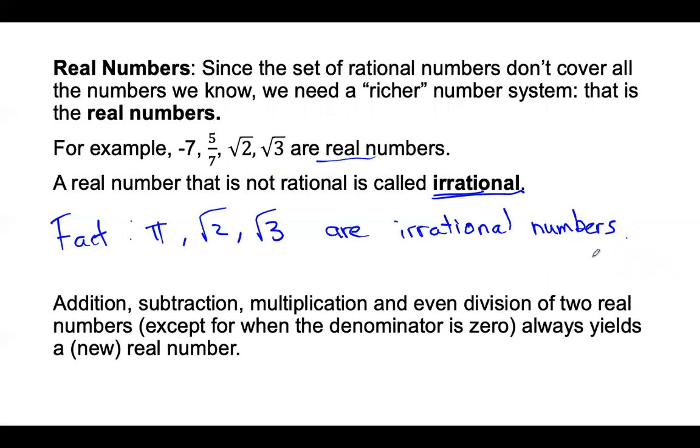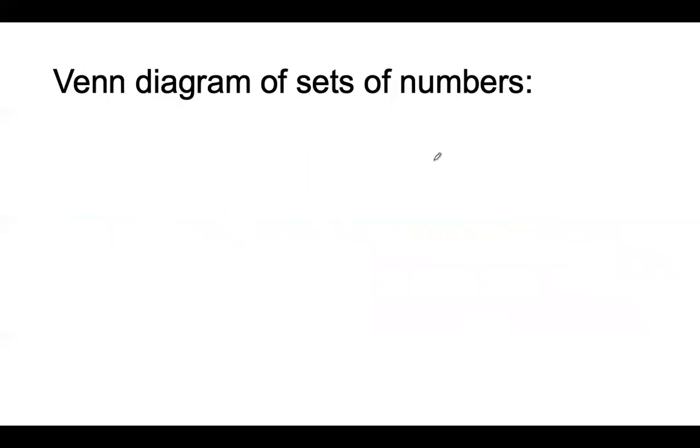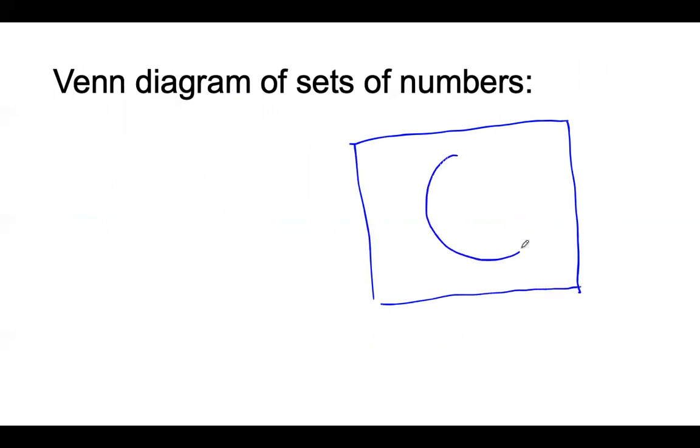And we can do things like addition, subtraction, multiplication, and even division of two real numbers. As long as the denominator is not 0, it always yields a new real number. We can try to explain this with a Venn diagram. So we can draw a picture. In here you have, let's say, 0, -2, 7. These are the set of integers, all in here.